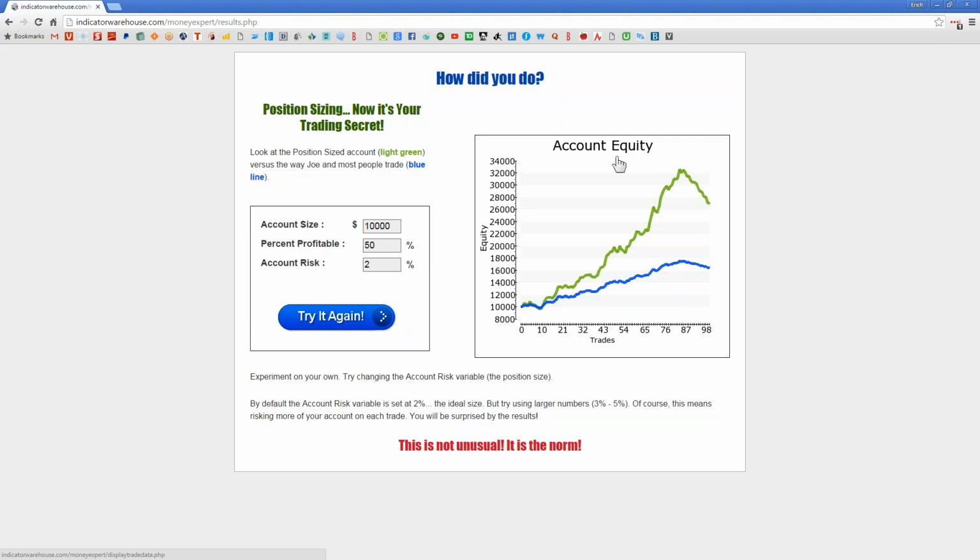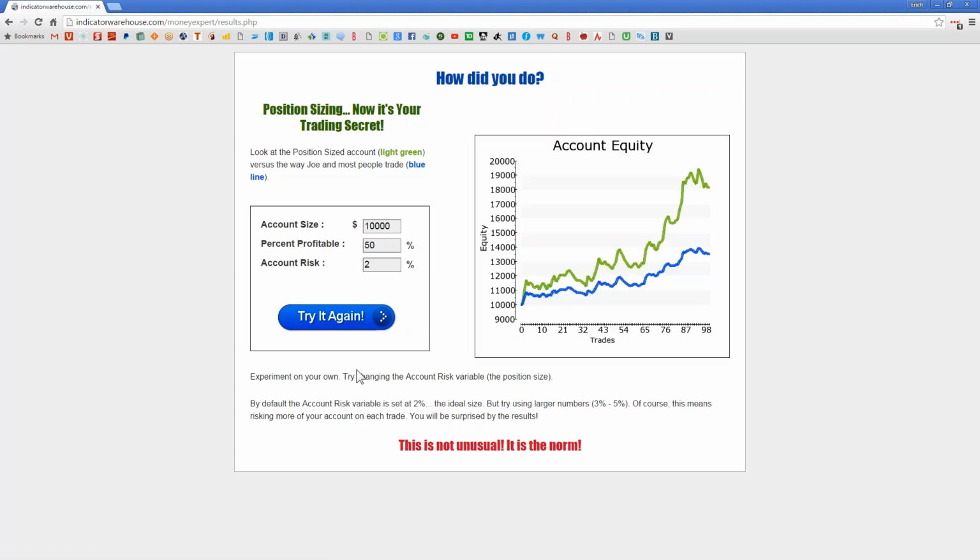Again, this is very much in the realm of possibility. Let's do this one more time. Okay, again, a very realistic curve. So Joe starts with 10,000, makes it to 13,000. We start with 10,000 and we get it up to about 18,000. And again, when he wins, we win. When he loses, we lose.